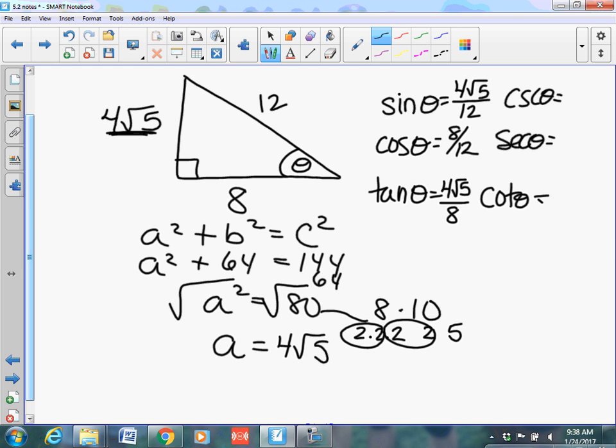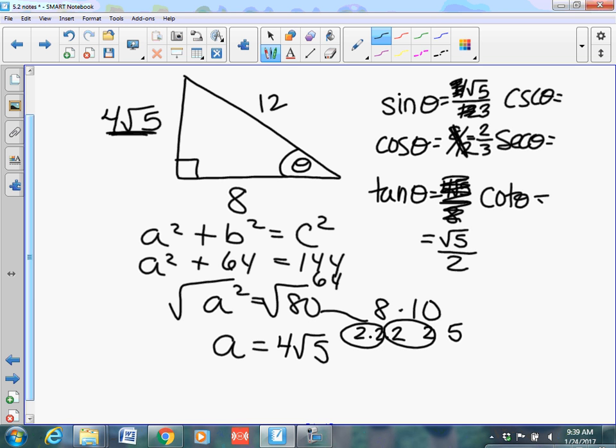So far, so good? What's wrong with all 3 of these? Are they not simplified all the way down? Do we have to simplify them? Isn't 4 square root of 5 over 12 the same thing as the square root of 5 over 3? Isn't 8 twelfths the same thing as 2/3? Isn't 4 square root of 5 over 8 the same thing as the square root of 5 over 2? That's the first thing you need to do, is simplify all 3 of them.